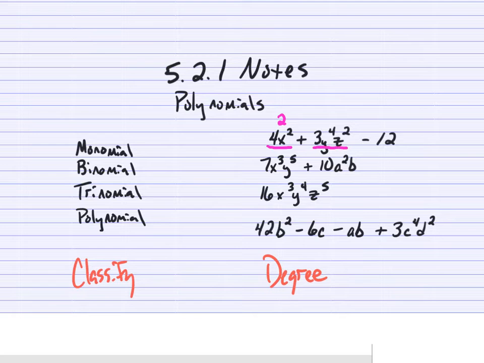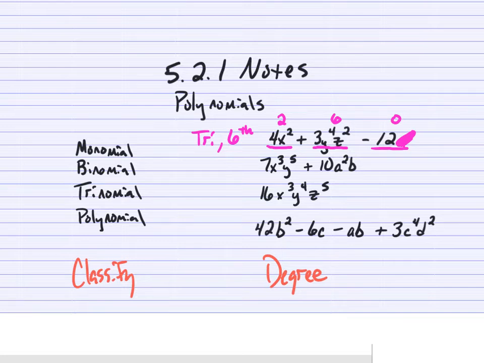The second term, well, there's two exponents, so 4 and 2, we add those up, and that is to the sixth degree. This last one, there's no variables. If there was, it would be like x to the 0. Since it's not there, we're going to say that is degree 0. So this trinomial is to the largest degree, so 2, 6, and 0 is to the sixth degree.